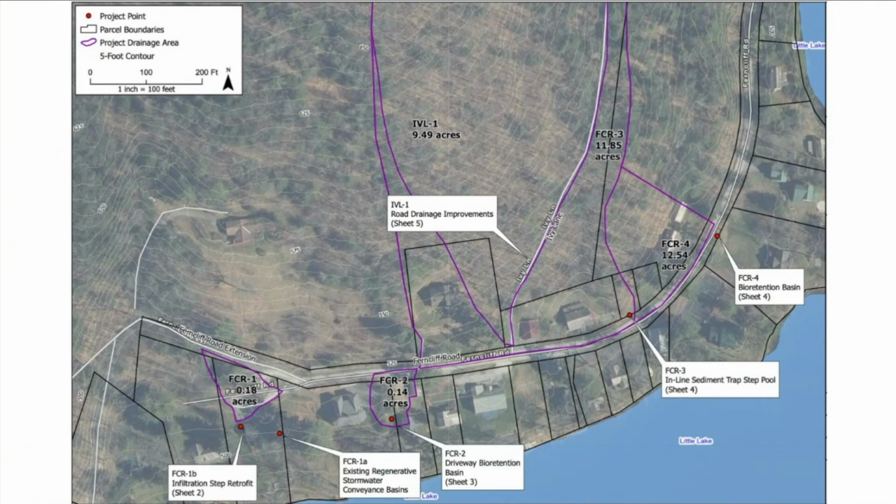So if you can see this, you can kind of get a feel for how big the drainage area is coming to the project. So some are very small, for example, out here at the end, and some are very large, over 10 acres. So I'm gonna start at the very west end and kind of work my way east.